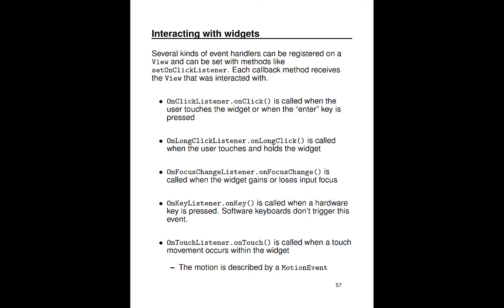All views also have an onFocusChange listener, whose onFocusChange method is invoked when the widget gains or loses input focus. So think of a text field, I guess, or even a button can get the input focus. If your Android device has a physical hardware keyboard, then the widgets will receive onKey events when a key is pressed. Note that software keyboards, which are common on phones, don't trigger this event. And when any touch movement occurs within the widget, the onTouch method of an onTouch listener is invoked, with some information described in an object called a motion event, which tells you what kind of motion has just taken place.